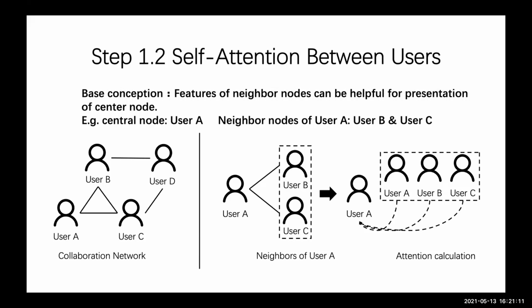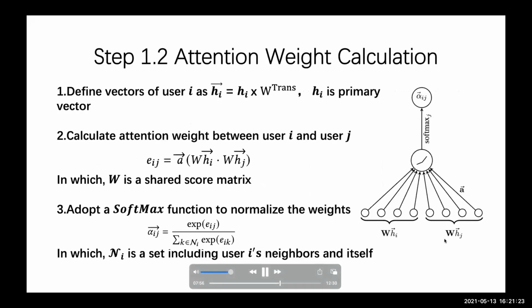And then the central node will calculate the attention weight with its neighbor nodes and itself respectively. The attention weight calculation process is shown in the figure. First of all, we define the vector of user i as h_i, which is the primary vector of the user. And then we calculate the attention weight between user i and its neighbors through this equation. In this equation, W is a shared weight matrix. Finally, we adopt a softmax function to normalize the weights, just like this equation, in which N_i is a set including user i's neighbors and itself.